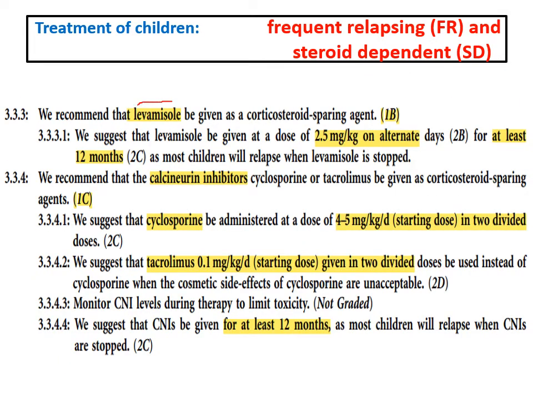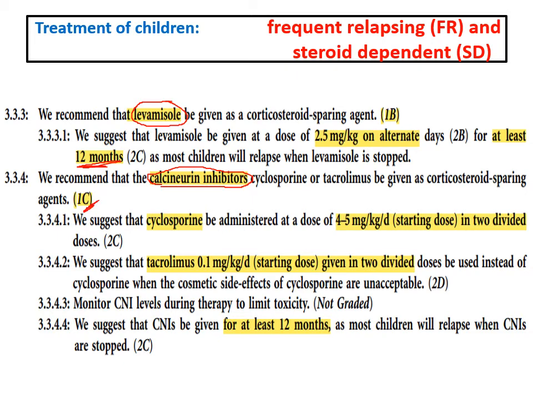Levamisole can be used in frequent relapsers and steroid dependent children at a dose of 2.5 mg per kg on alternate days for at least 12 months. Also, calcineurin inhibitors can be used with very strong evidence.